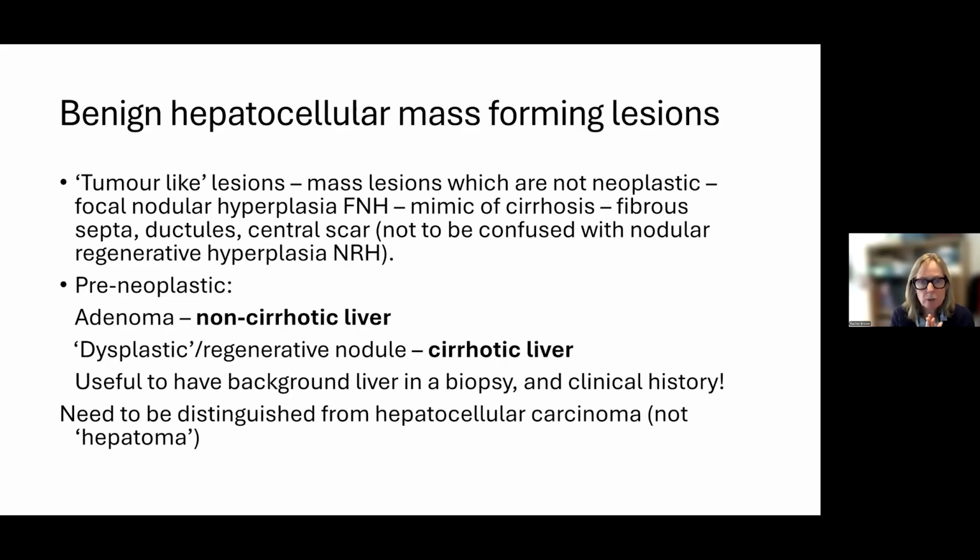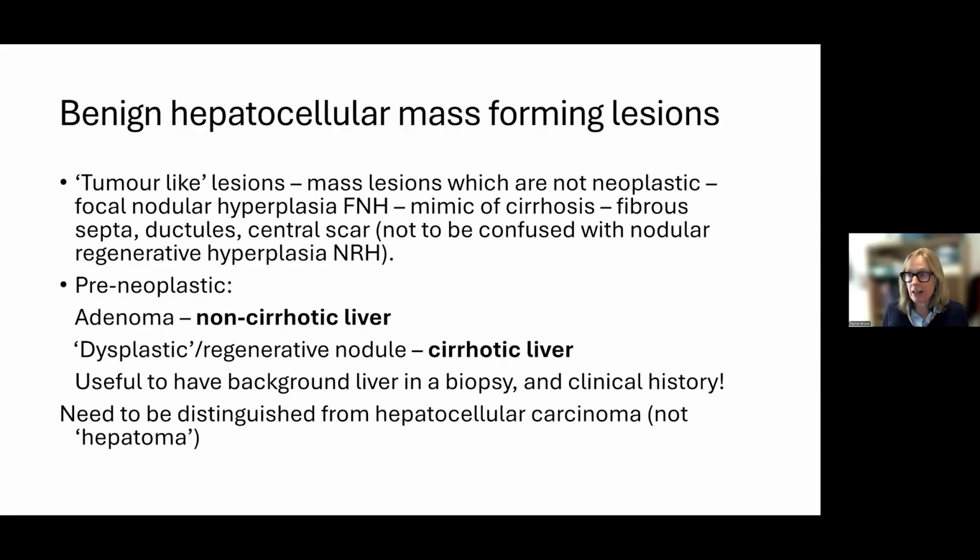So, tumor-like lesions, and then lesions that we regard as being potentially at least pre-neoplastic in the liver, and those would be hepatocellular adenoma, and then a dysplastic or regenerative nodule. The really defining feature here is the background liver, the context in which that lesion is arising. Is it a mass forming lesion arising in a cirrhotic background, or a mass-forming lesion arising in a non-cirrhotic background? This is absolutely critical to your interpretation.